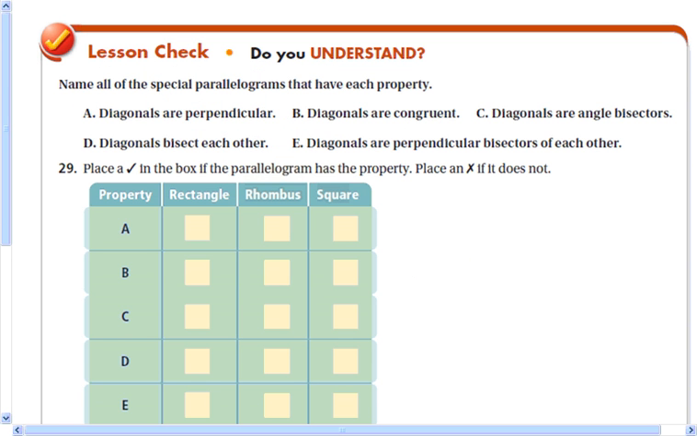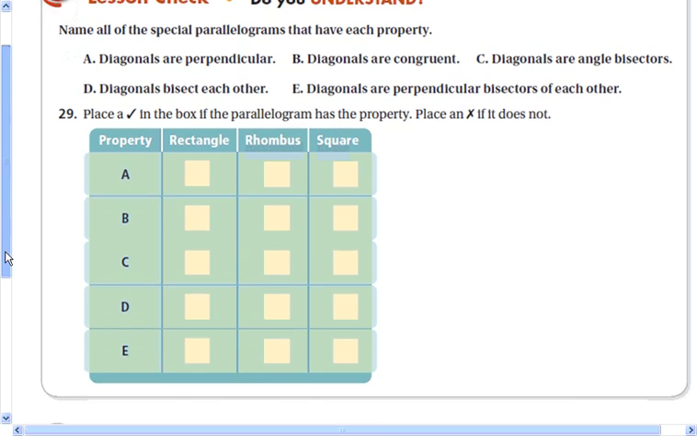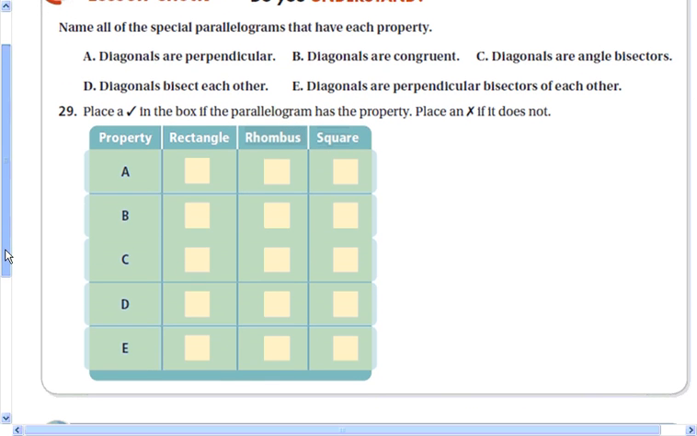All right, last thing, we are going to name all the special parallelograms we learned about and put these properties in here. A, the diagonals are perpendicular; B, diagonals are congruent; C, diagonals are angle bisectors; D, diagonals bisect each other; and E, diagonals are perpendicular bisectors of each other. So go ahead and fill this chart in ahead of time and see if you're right.